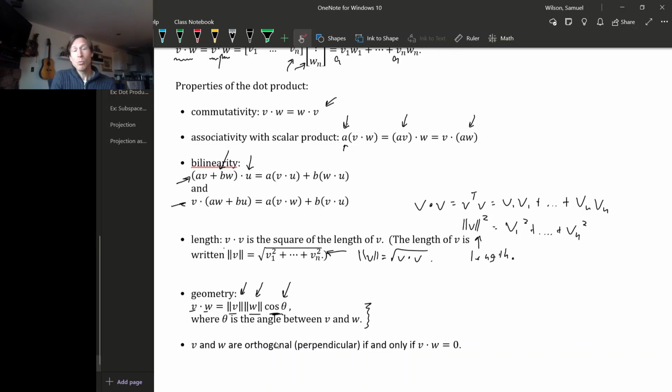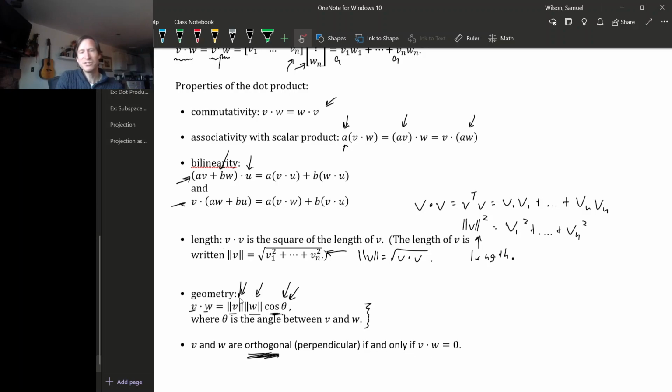Okay, one consequence of this nice geometric fact is that two vectors are orthogonal, that's just a fancy word for perpendicular, if and only if their dot product is 0. You can see that if these vectors are perpendicular, the angle between them is a right angle, and cosine of that is going to be 0, so the dot product is 0. But also, if their dot product is 0, then one of three things has to be the case.